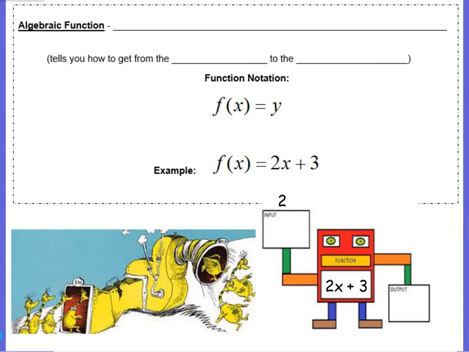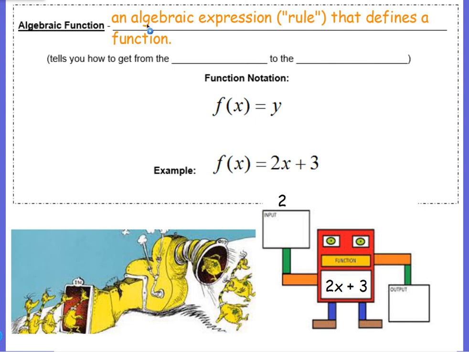So, what is an algebraic function? The definition that you need to write down is that it is an algebraic expression or rule that defines a function. This algebraic expression or rule tells you how to get from the input to the output.